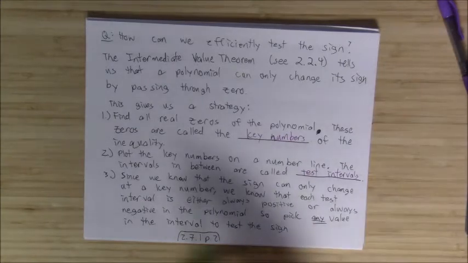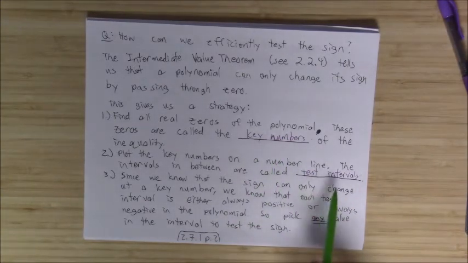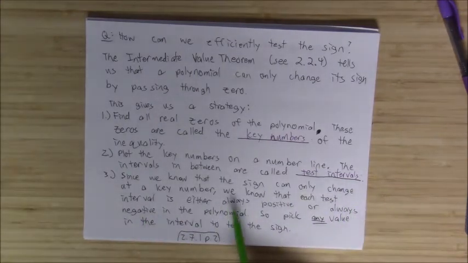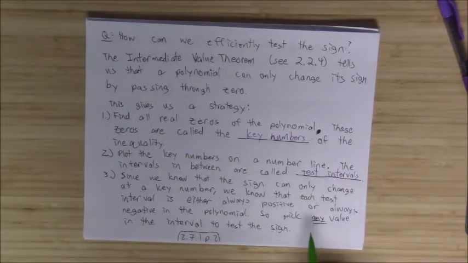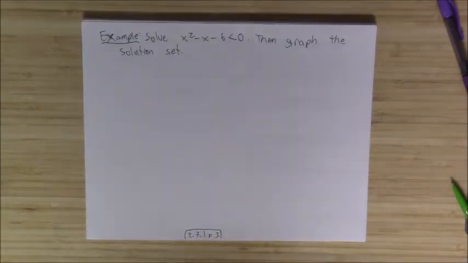Since we know that those key numbers are the only place the sign could change, the sign on each individual test interval must be all positive or all negative. So we can test each interval by picking any value in the interval to test the sign. We just have to pick any value to figure out whether it's positive or negative there. So let's go ahead and work an example.